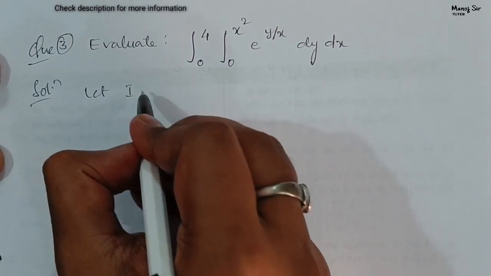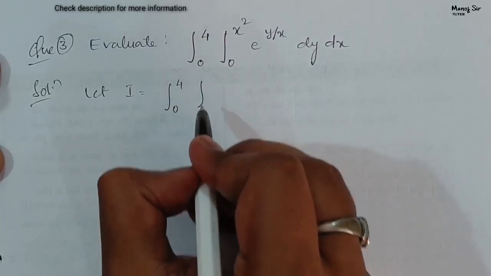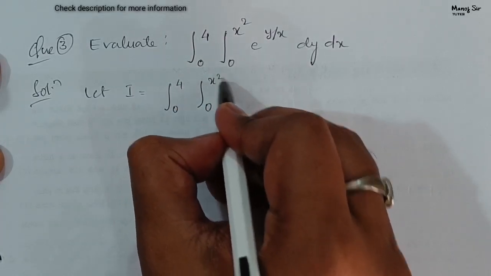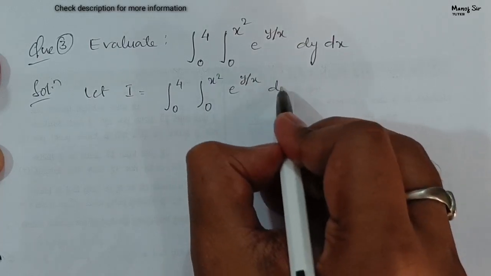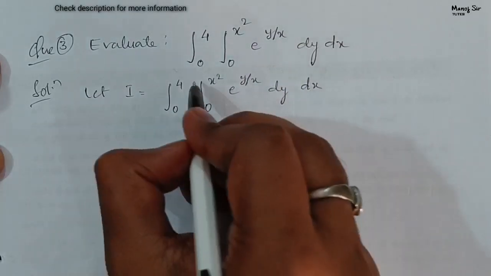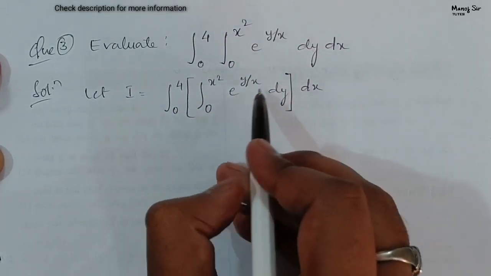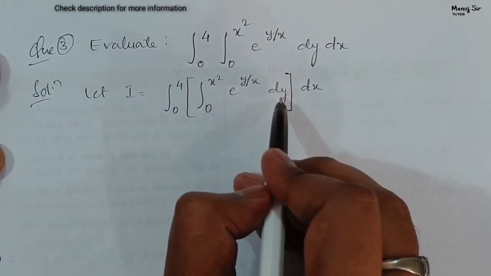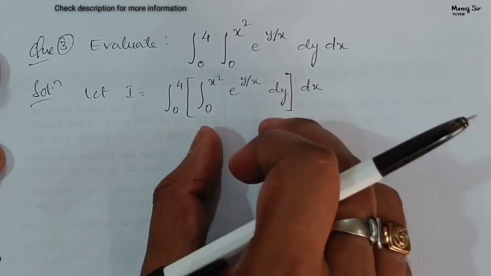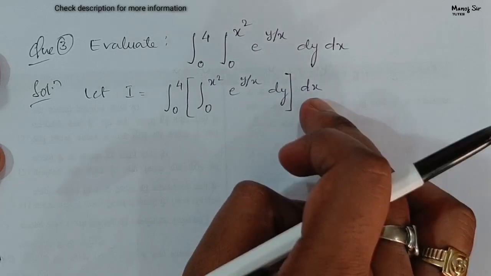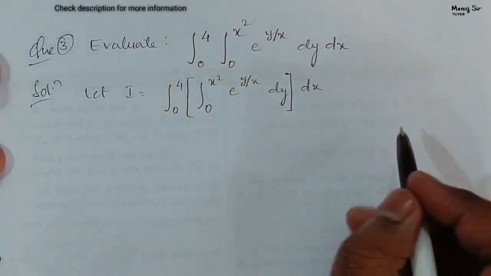Let I equals integration 0 to 4, integration 0 to x square e to the power y upon x dy dx. We can close this, because first we will integrate this part. We will integrate with respect to y, apply limits. Whatever the expression is left, we will integrate with respect to x, apply limit 0 to 4.